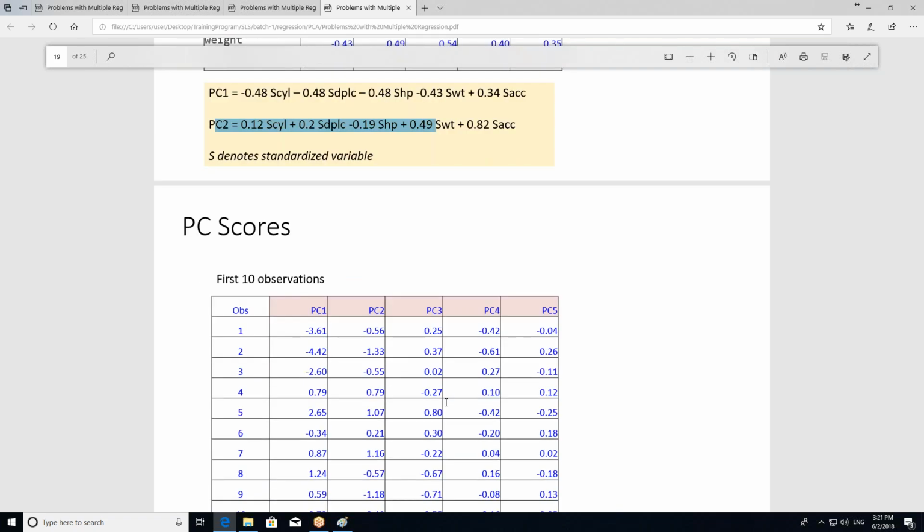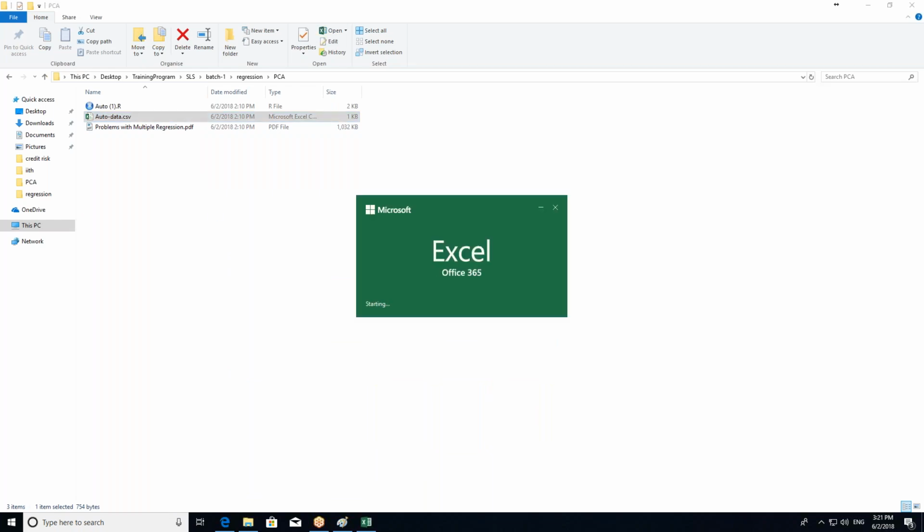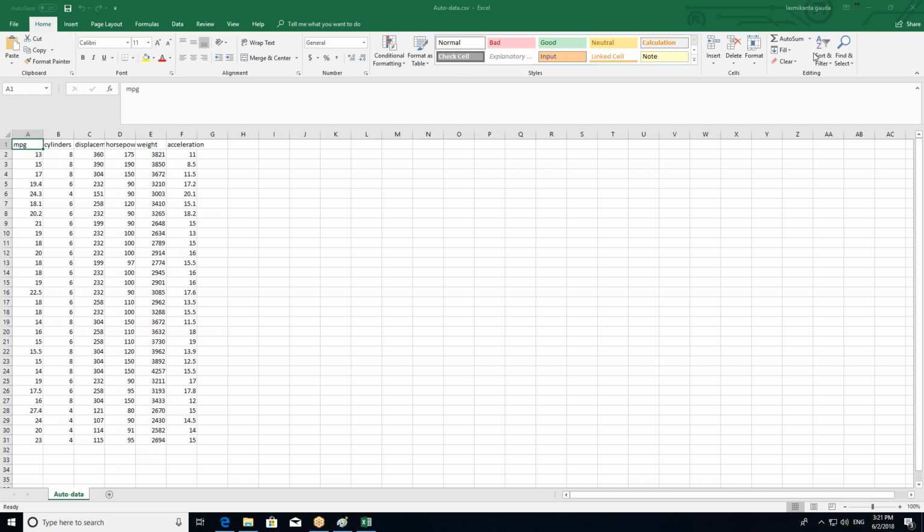Here what I have done is, I have 100 records. Let me show you that record. See, cylinder, displacement, horsepower, weight, and acceleration. Now I'm going to do PC1, PC2, PC3.